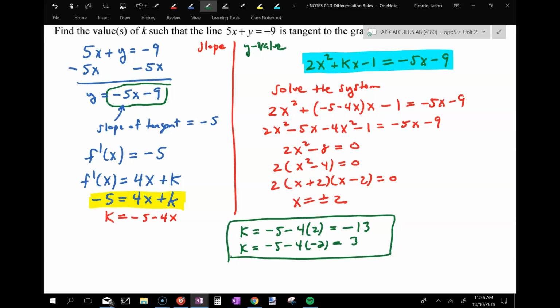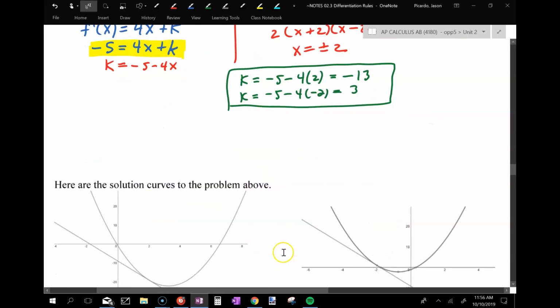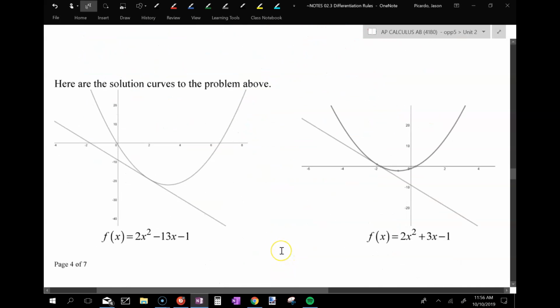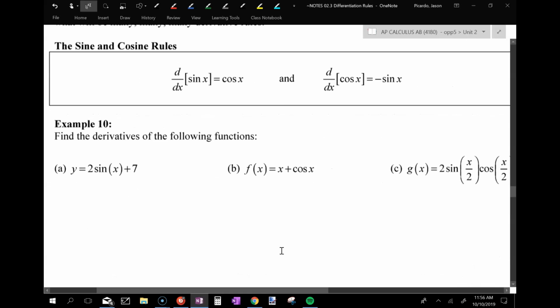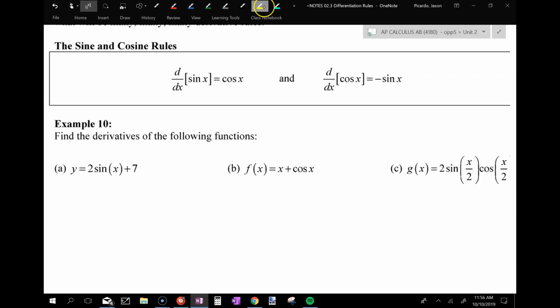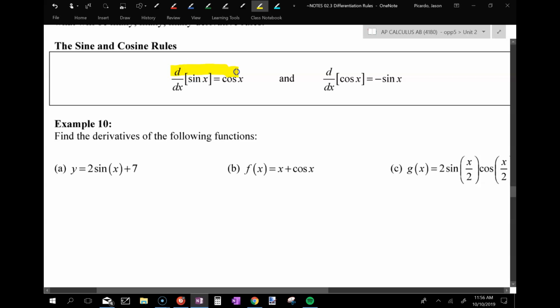All right, one more little bit here, and then we'll quit. A couple trig derivatives, guys. You have to memorize these, okay? Star these in your notes. Make a note somewhere that you have to memorize these. All right, got to memorize them.